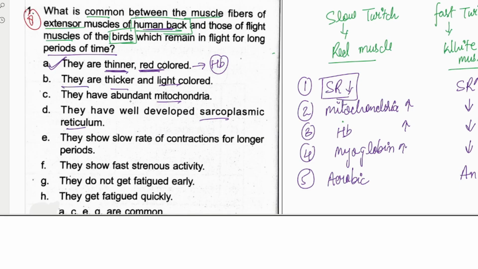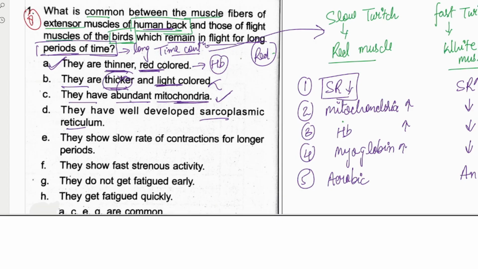Second is that they are thicker. It is not thicker, and it is not light in color. B should not be there. They have abundant mitochondria, absolutely, we have seen. They are actually asking for the red muscle fiber, right? Because they remain in flight for a long period of time, means long contraction or long twitch, right? So because of that it is actually asking for the slow twitch, long time, red muscles. So that is why the third option would be correct.